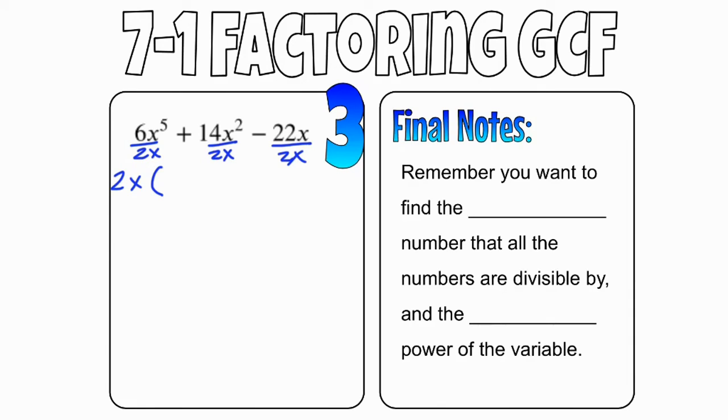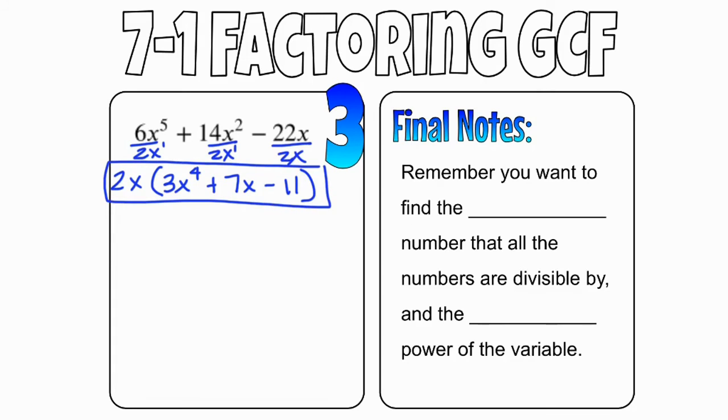So I'm going to have 3x to the 4th. Remember, you subtract exponents. And then I have plus 7x and then minus 11. And so this would be our factoring by greatest common factor. Now, right now you may not see much of a point in that, but once you get later on into factoring, you will find this very beneficial if you are good at identifying that greatest common factor that you can factor out before you start factoring some more.